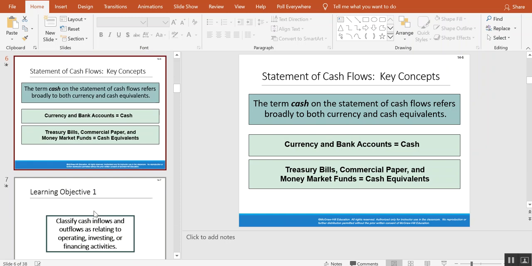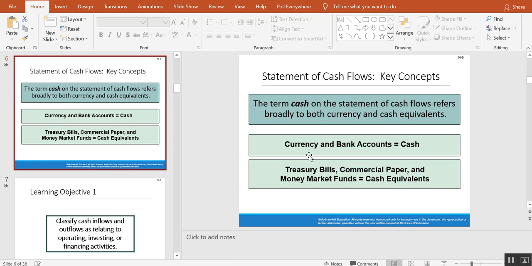So we're going to start out in the statement with a category called cash and cash equivalents. Basically, what that means is this: we have a certain amount of currency in our bank accounts. That's very clearly cash. Any kind of money you have in your bank account that you can get quickly, that's cash. So that currency is available as cash.